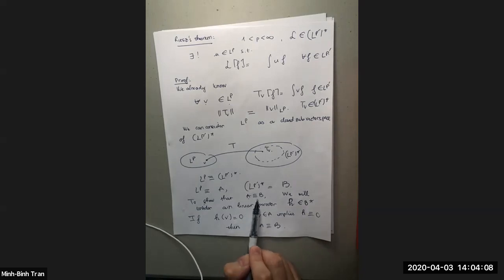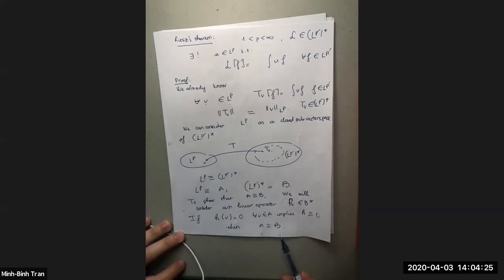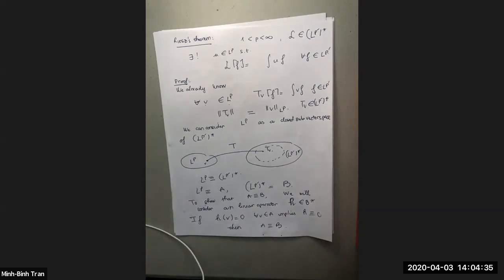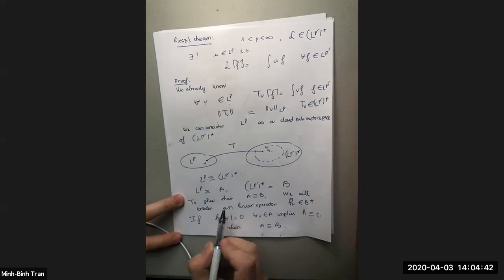So to show that A and B are the same, we will consider a linear operator H in B* such that if H(v) is 0 for all v in A implies that H is 0, then A is the same as B. Otherwise, if A is not the same as B, we consider a vector which is in B and not in A, and we consider H to be the projection of a vector onto that dimension, and then this is not 0. This is where we stopped last time, so we are going to apply this strategy.